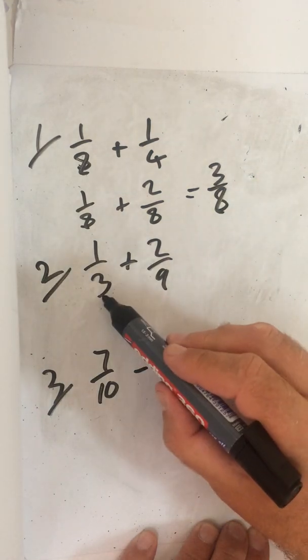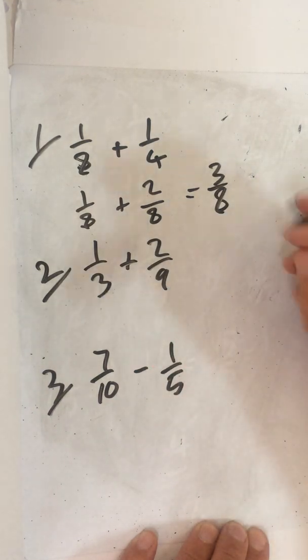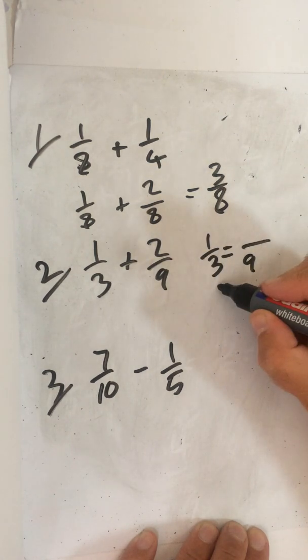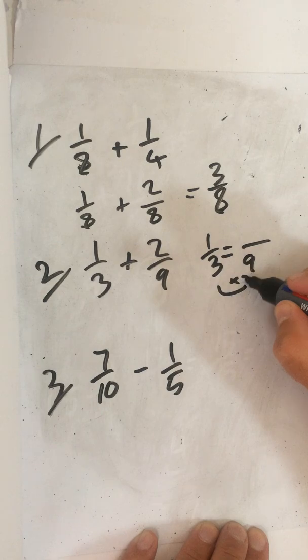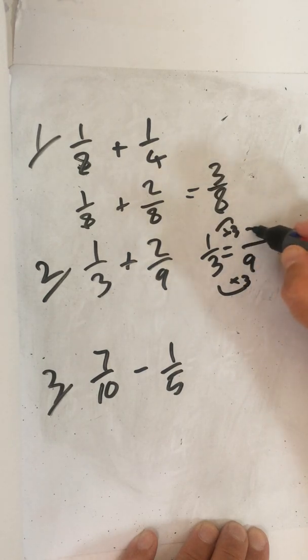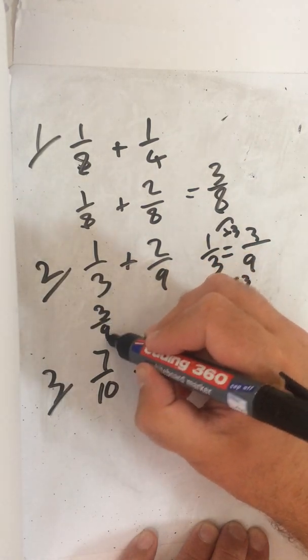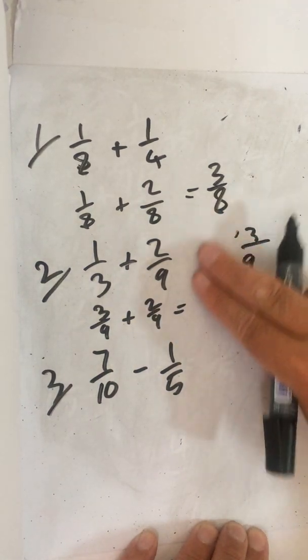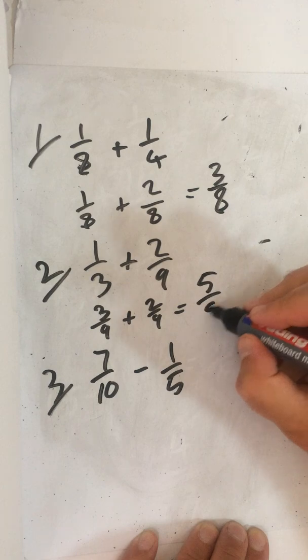Here I can see the 3 goes into the 9, so I'm going to turn 1/3 into ninths. 1/3 equals how many ninths? Timesing by 3, do the same to the top, times by 3, 3/9. So it becomes 3/9 plus 2/9 equals 5/9, the answer for the second one.